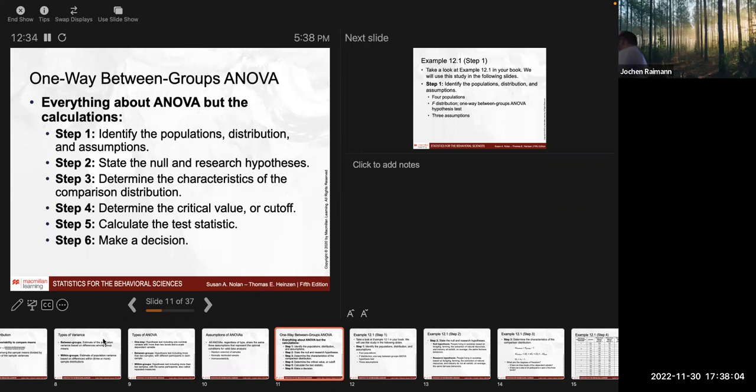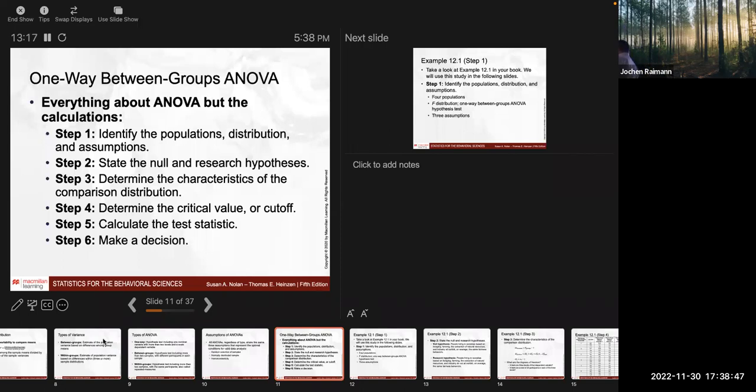Then we have a null and a research hypothesis, where the null hypothesis is that none of these groups is different from each other. Research hypothesis: at least one mean is significantly different from another mean. Then we determine the characteristics of the comparison distribution, which we know is a unimodal right-skewed distribution that we're basically comparing against by calculating our F statistic. We also determine our critical F, which will basically be our cutoff value. If we're exceeding that in the computation of our F, we will reject the null hypothesis.